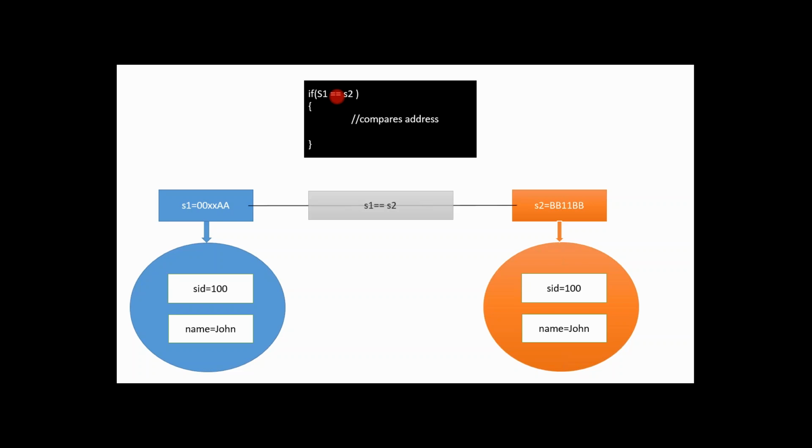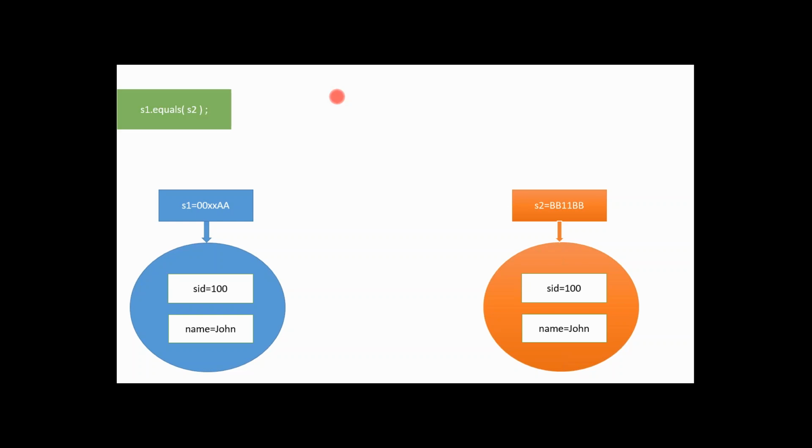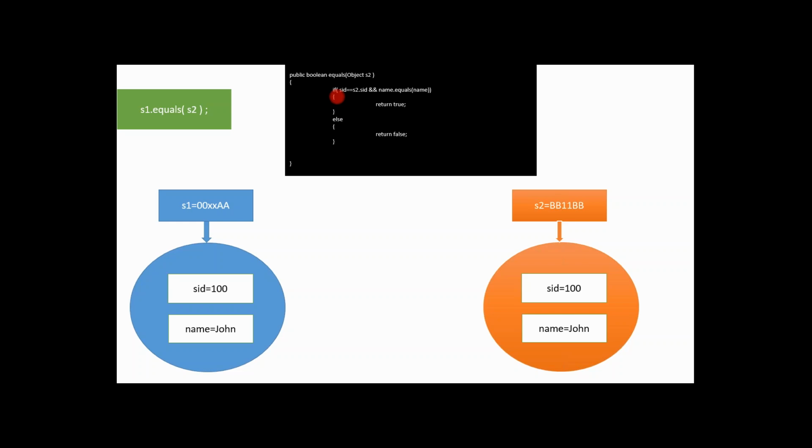But we are not interested in comparing the addresses. If you observe from this figure, S1 double equal to S2 compares addresses. But if you want to compare the objects, you need to make use of the S1 dot equals S2 method. So if you're using the equals method, you need to provide the code for this.